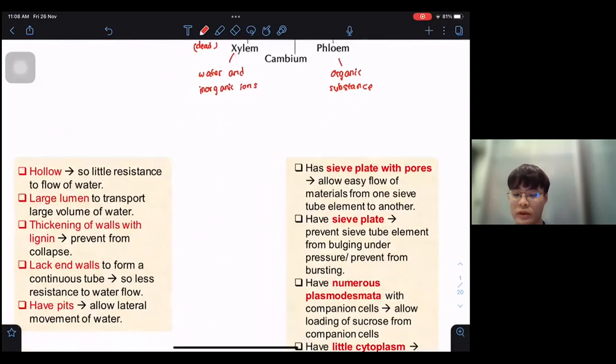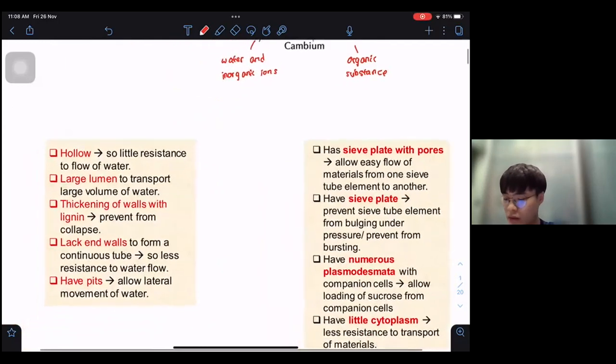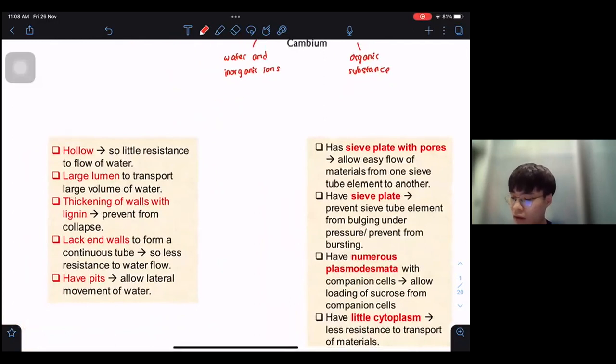What the xylem vessel is made from actually began as a normal living cell with a cellulose cell wall, which gets elongated. As you can see here, the thickening of the wall with lining. This lining is actually made of cytoplasm. The cytoplasm breaks down, and then the wall becomes thicker with a substance called lignin. And this lignin can prevent the xylem vessel from collapsing.